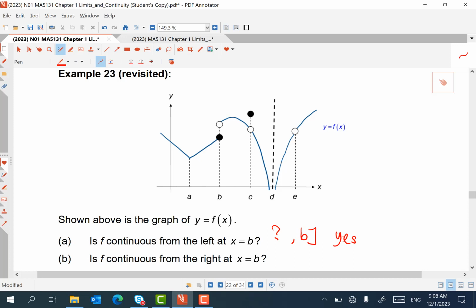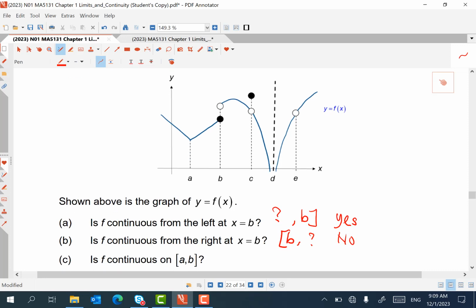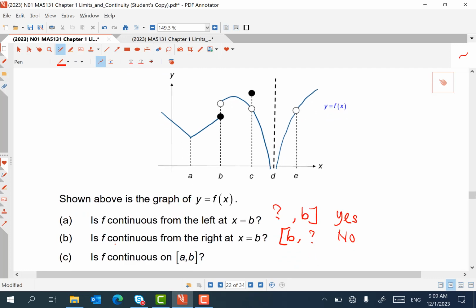How about continuity from the right at b? So imagine an interval that is like this, no? And this is no. Okay, and it refers to this portion here. Okay, and this is yes. Continuous on a closed interval. See, here, this point a is inclusive, you know.